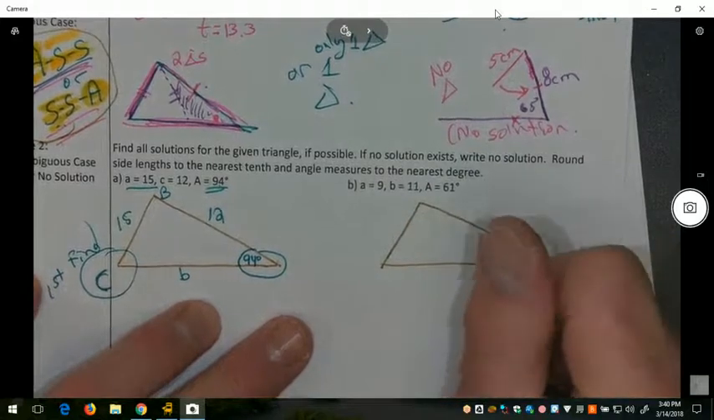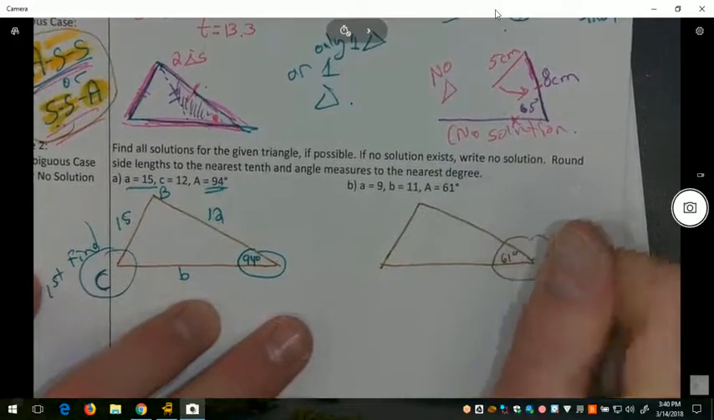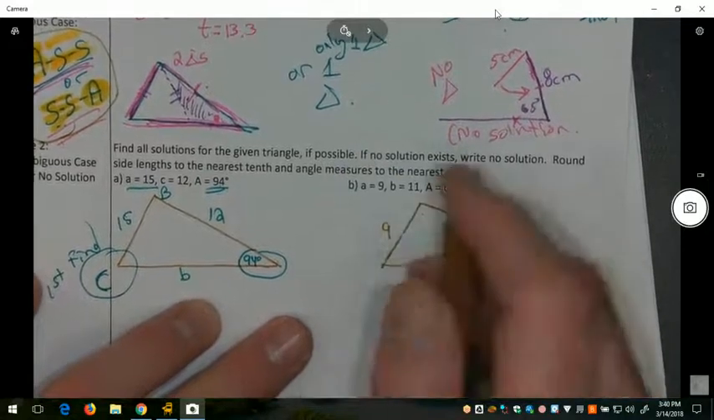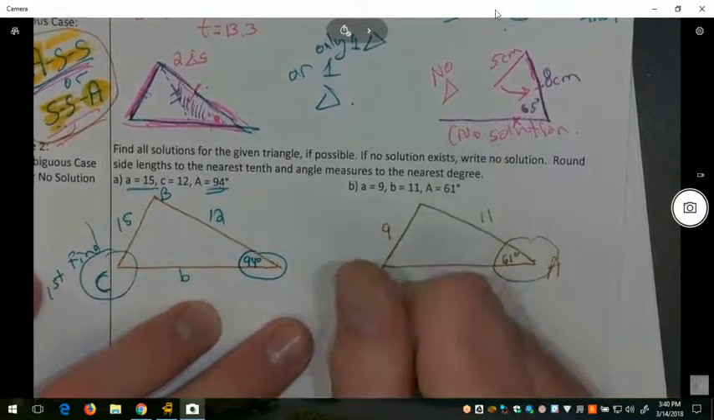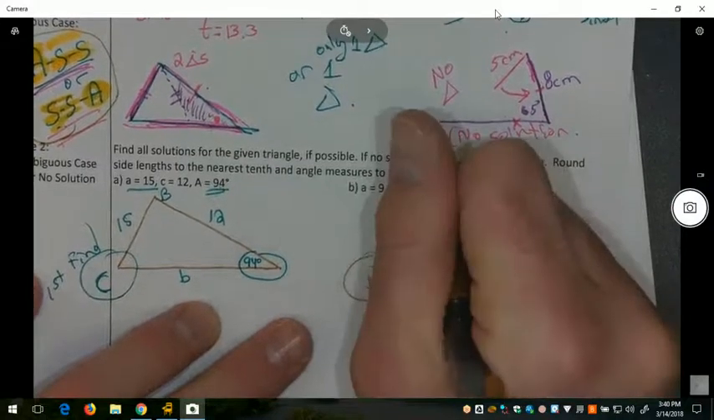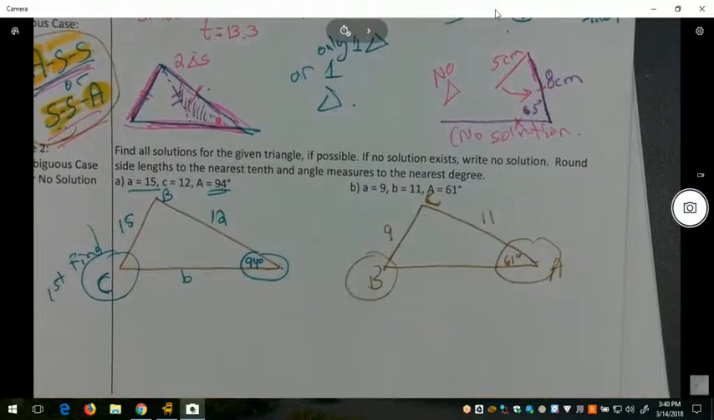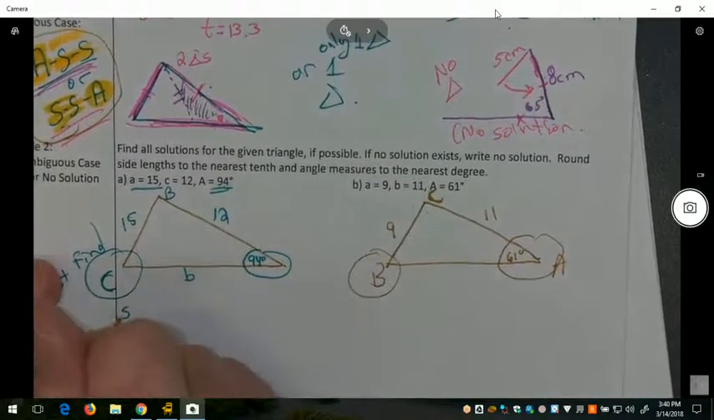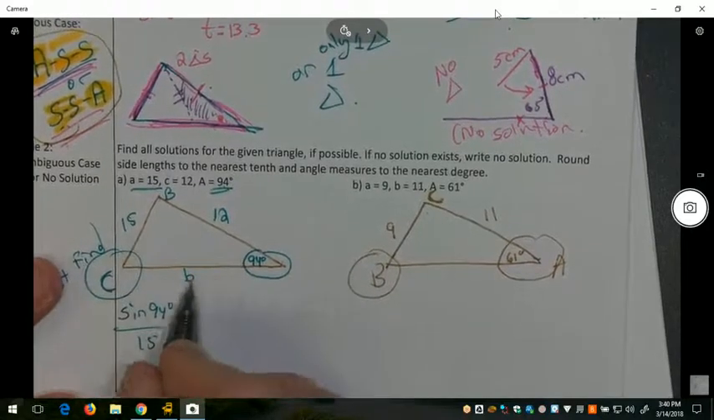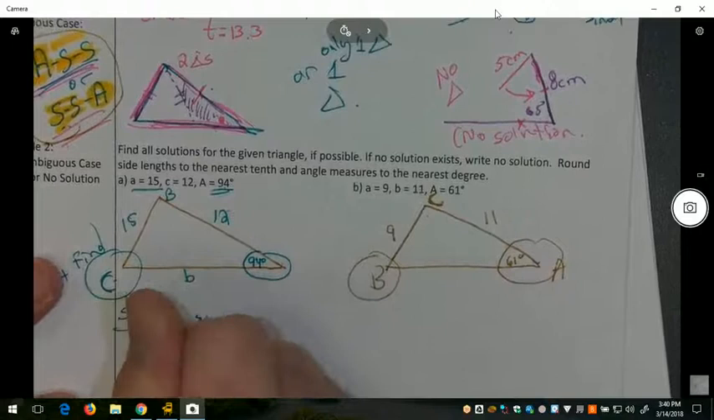This will be the angle I know, 61 degrees. Opposite to it is side A, 9. Since I know side D is 11, that makes this angle B. That's going to be the first angle I find. Makes this angle C. So I'm going to do the sine of 94 over 15 equals sine of C over 12.